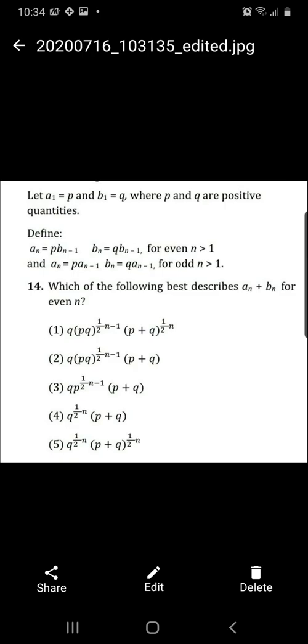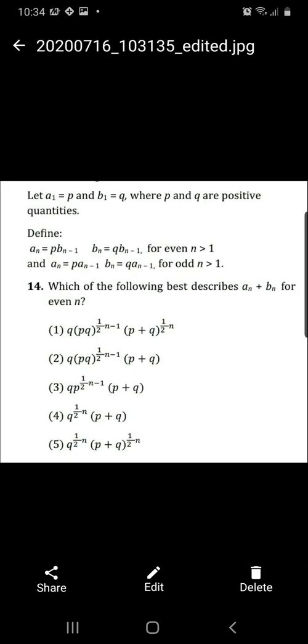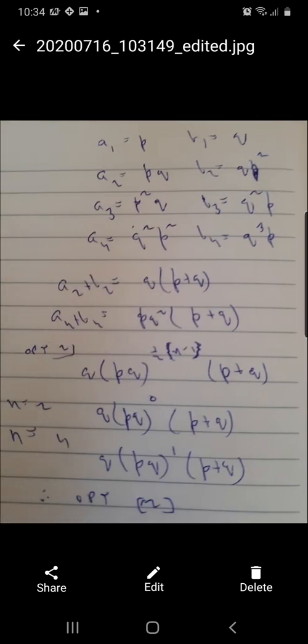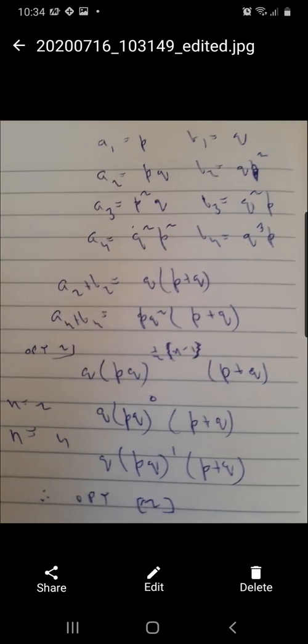So in second option we have Q into PQ to the power half n minus 1 into P plus Q to the power n by 2. So this is the option. Now we put n equal to 2. Then this is Q into PQ to the power 0 into P plus Q, and we see that A2 plus B2 is Q into P plus Q, so it is satisfying.